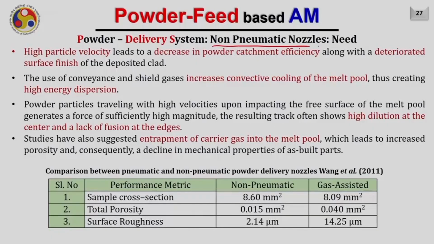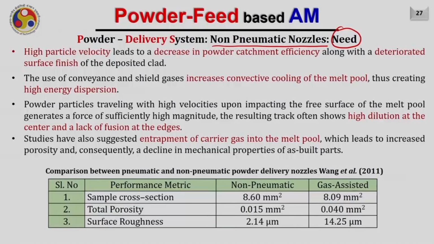Now let us discuss a little bit about some non-pneumatic nozzles for delivering the powder. First of all, let us discuss what is the need of it at all. The high velocity of the powder particles leads to a decrease in powder catchment efficiency, along with a deteriorated surface roughness or surface finish of the top deposited bead also. The use of conveyance and shield gases increases the convective cooling of the molten pool also, thus creating high energy dispersion. So as we have seen already, many gas passes are usually used in the case of a coaxial nozzle.